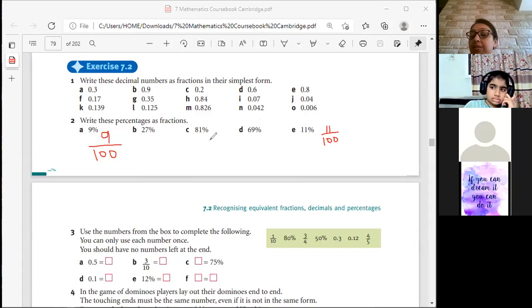It can't be. Both 9 and 100 can't go in the table. It will not go.